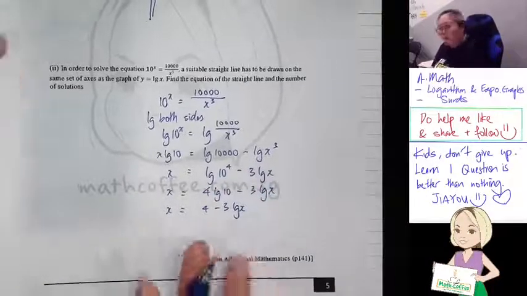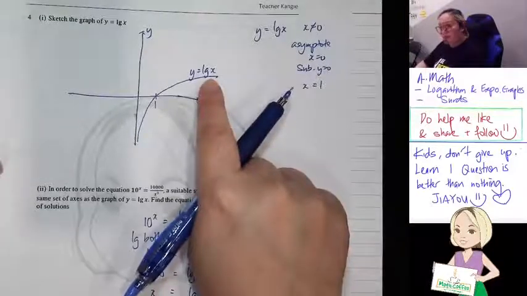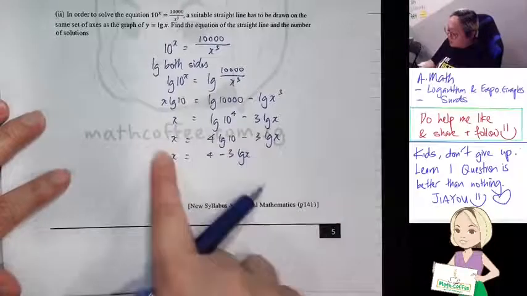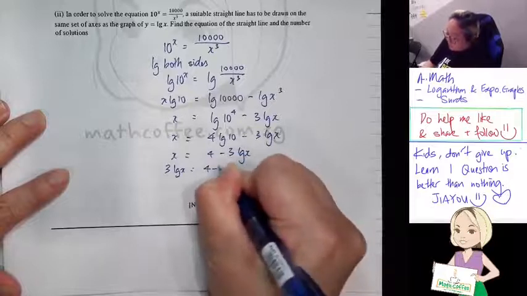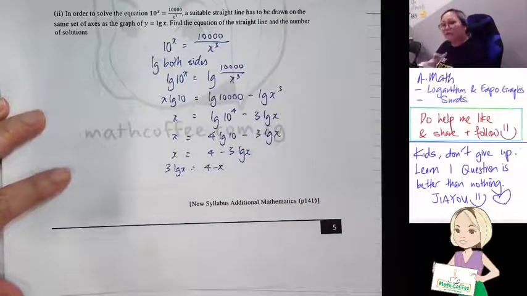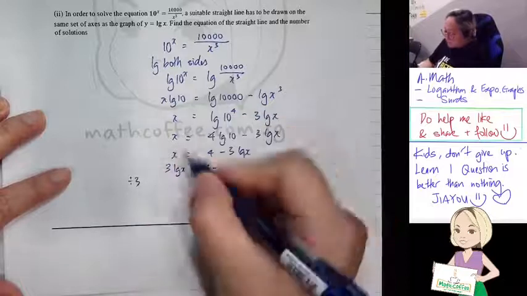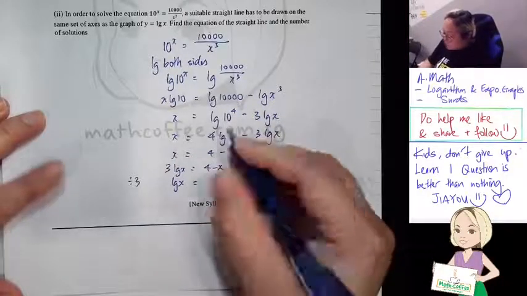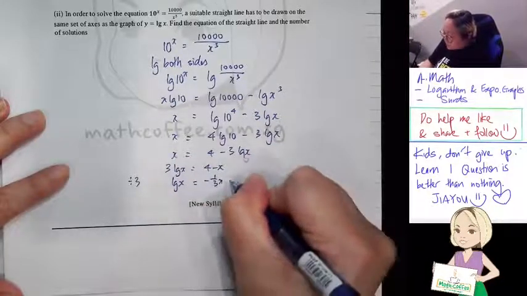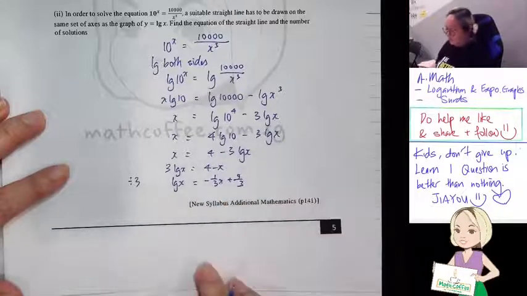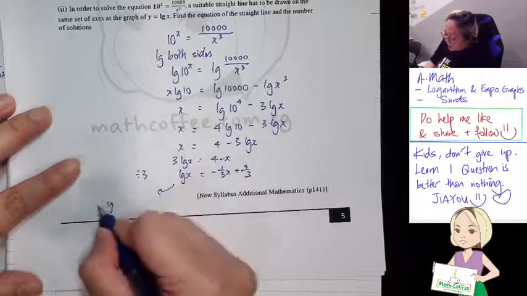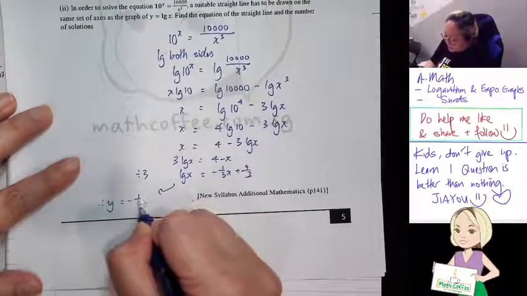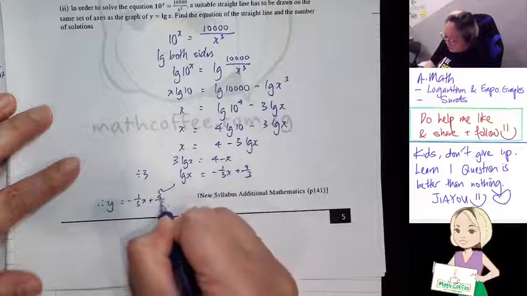I'm almost there. Because your task is to dig out log x, right? You're going to dig out log x. So I'm going to bring this over. So it becomes 3 log x equals 4 minus x. And lastly, divide by 3 throughout. So I get log x equals minus 1/3 x plus 4 over 3. And of course, we will have y equals minus 1/3 x plus 4 over 3.